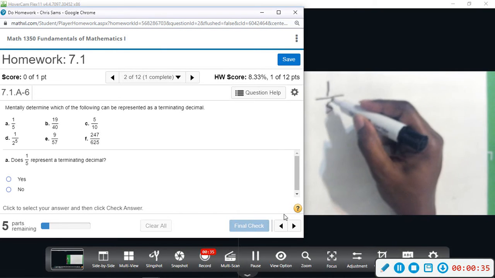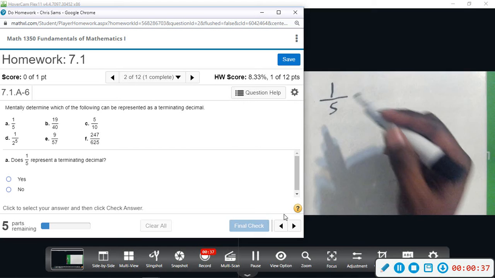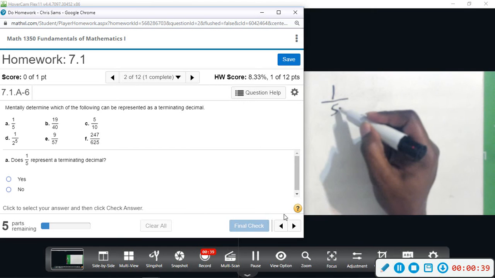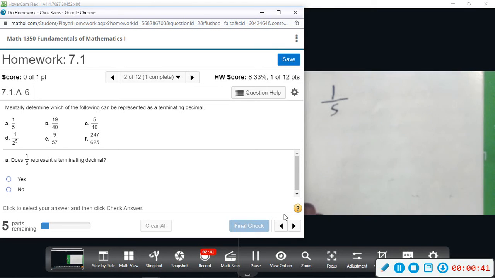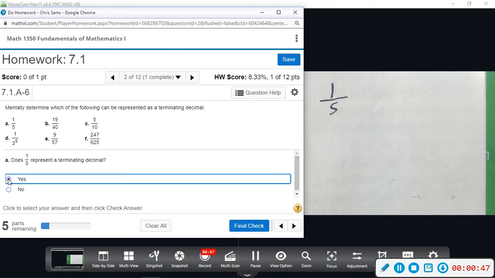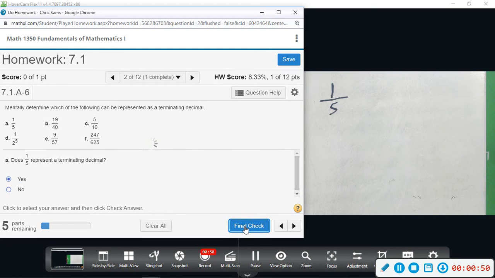So if in the denominator, reduced to lowest form, you only have 2's and 5's, then it can be expressed as a terminating decimal. So A is 1/5, that's lowest terms. Yes, it can be expressed as a terminating decimal.